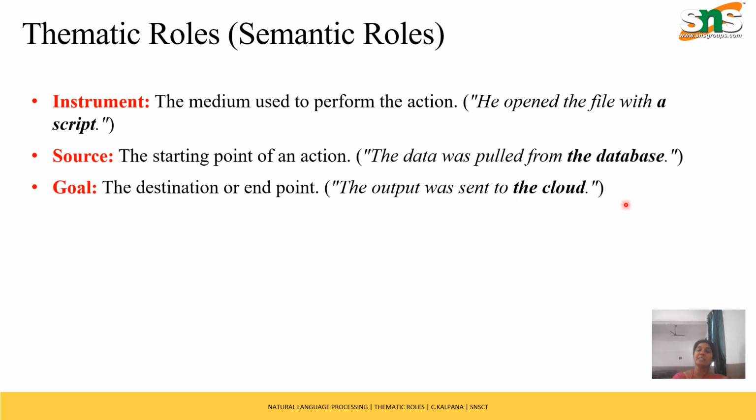These things we need to keep in mind. When I say thematic roles, six roles are very much important: the agent, experiencer, theme or patient, instrument, source, and goal. These are very important regarding our thematic roles.